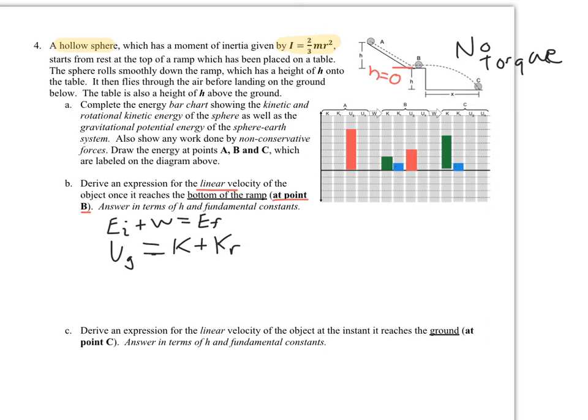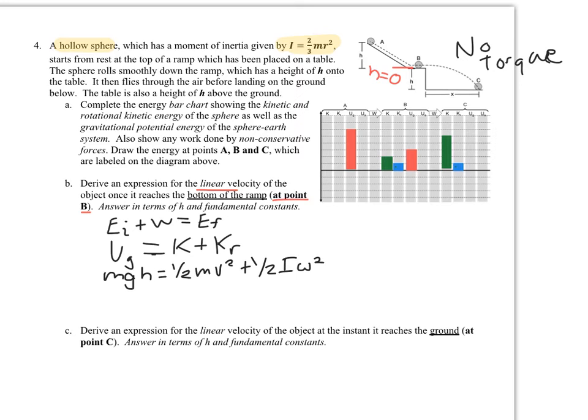You certainly could say you start at a height of 2h up here and end at a height of h, and therefore you would still have some gravitational potential at the end, but I'm not going to do it that way. So plugging in what we know, Ug, which is mgh, is equal to 1/2 mv squared plus 1/2 I omega squared.